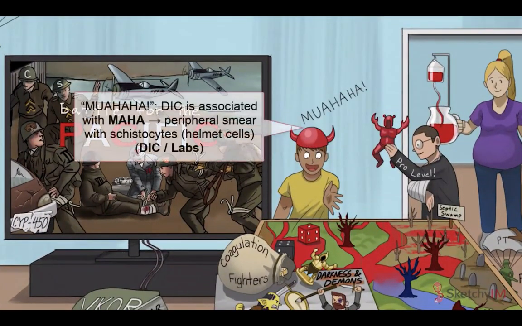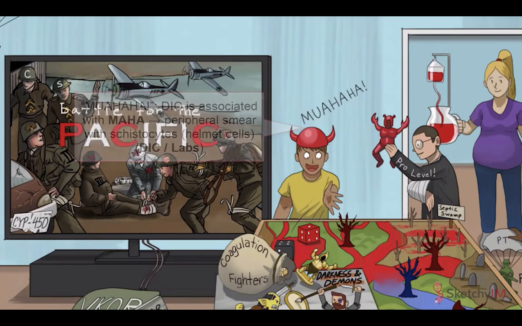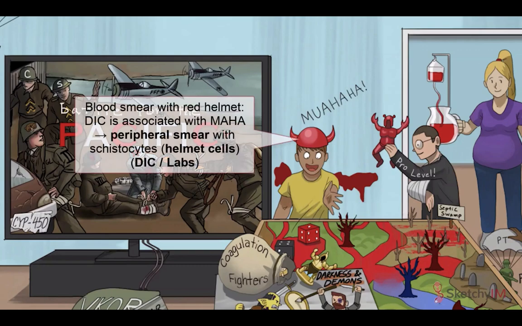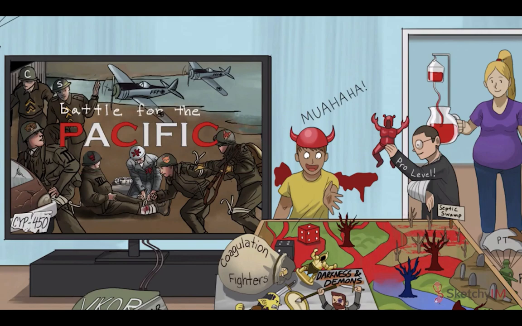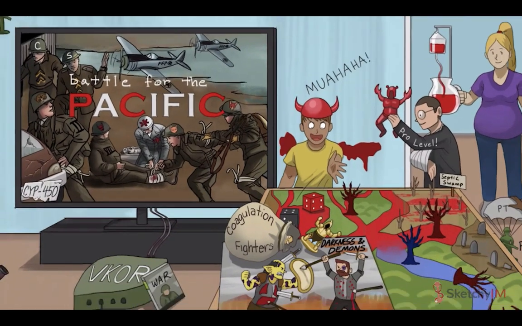DIC produces a microangiopathic hemolytic anemia, also known as MAHA. As red blood cells pass through the vasculature, they're mechanically sheared by microthrombi and fibrin strands. So check that peripheral smear. Dang, they brought out the lamb's blood? That's some pro-level D&D right there. The peripheral smear will reveal schistocytes, sheared broken red blood cells. Schistocytes are also called helmet cells.